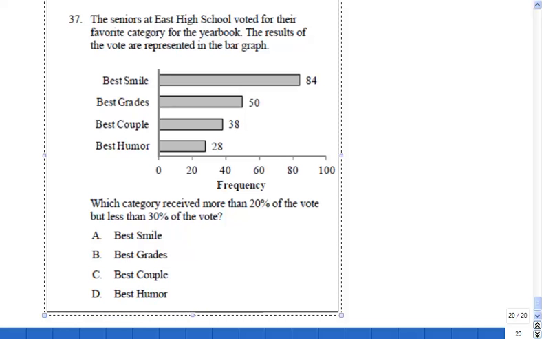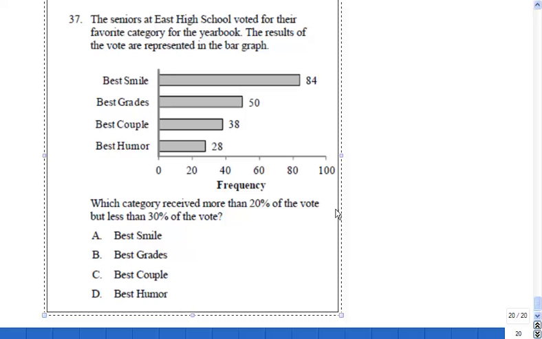Everything is represented on this graph, where you have the frequency in which those four categories were voted, right? From 0 to 100, and it looks like the best smile had the highest frequency. Now, frequency of votes, right? The question is, which category received more than 20% of the vote but less than 30% of the vote? Your options are best smile, best grades, best couple, best humor, best students.